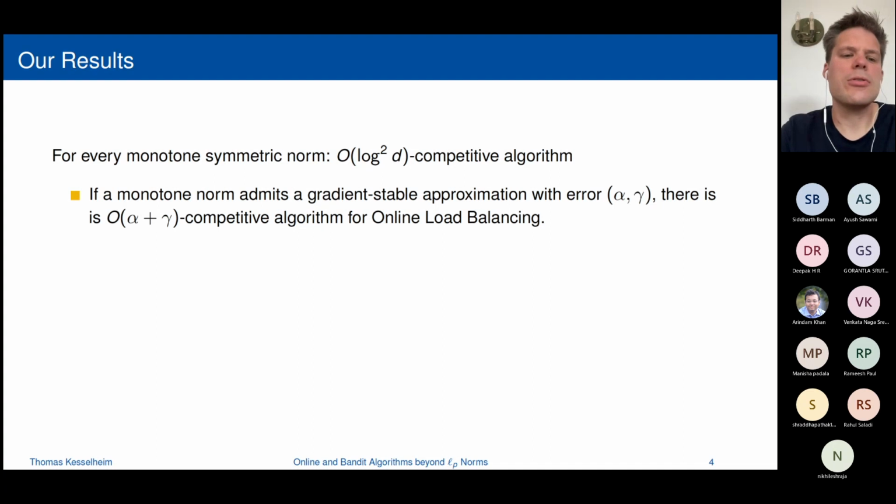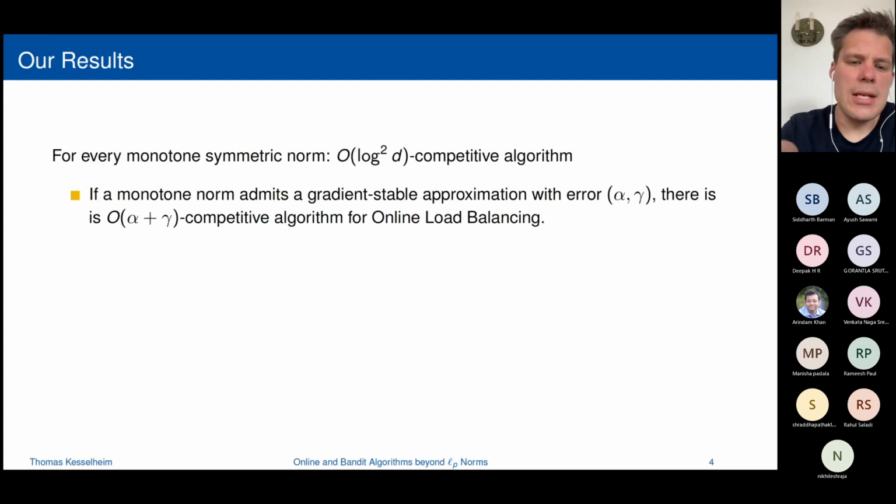Namely, we show two things. The first thing that we show is that if a monotone norm admits a gradient stable approximation with error alpha comma gamma, there is an O of alpha plus gamma competitive algorithm for online load balancing. I have not yet told you what a gradient stable approximation is. I'll do that in a second.